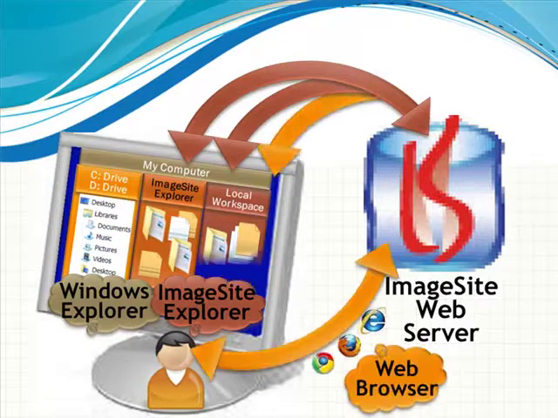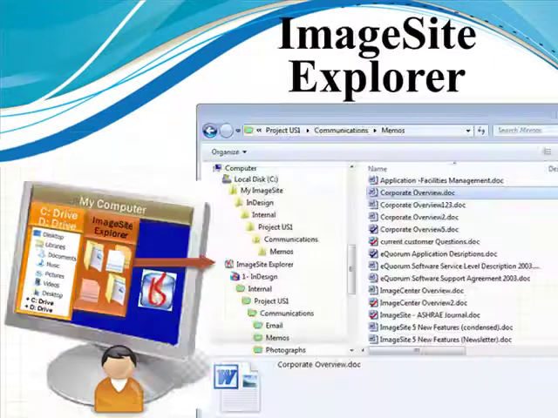In addition to the Windows Explorer interface is the web browser interface. So using any one of the typical browsers like Firefox, Internet Explorer, or Chrome, users can have access to virtually all the functionality of ImageSite. The ImageSite Explorer is really Internet Explorer. It allows you to drill into documents that you're authorized to see, and it provides status information about the documents, such as whether the documents are currently checked out by you or others.